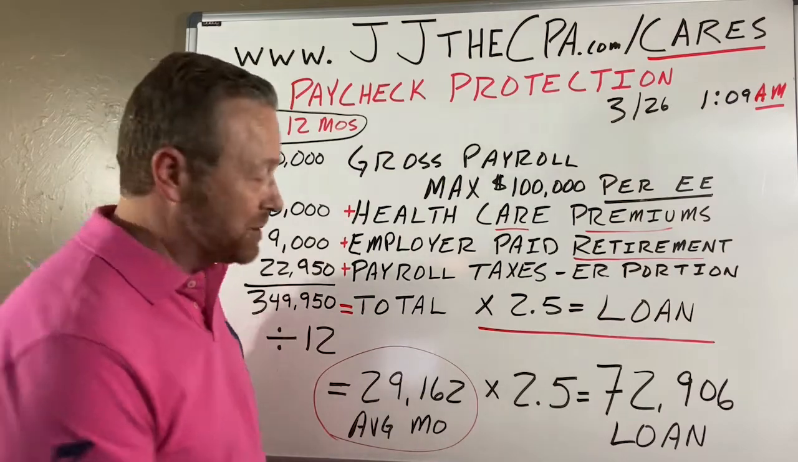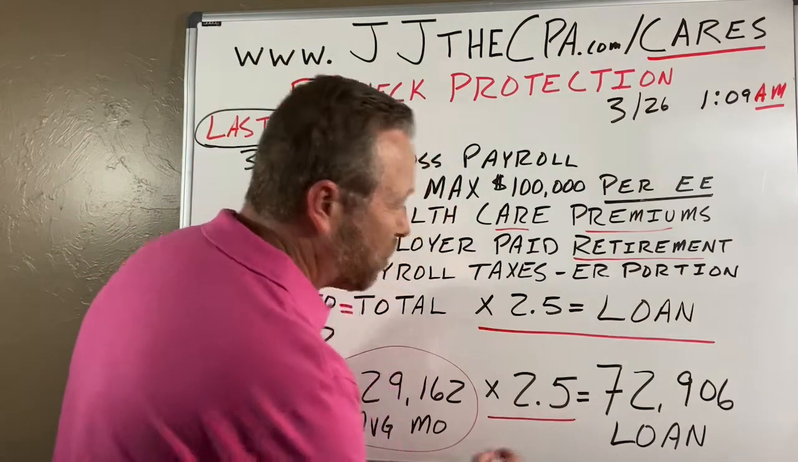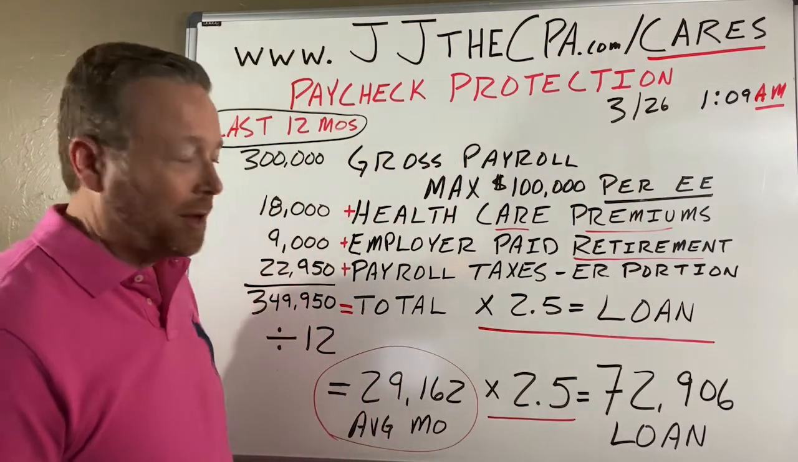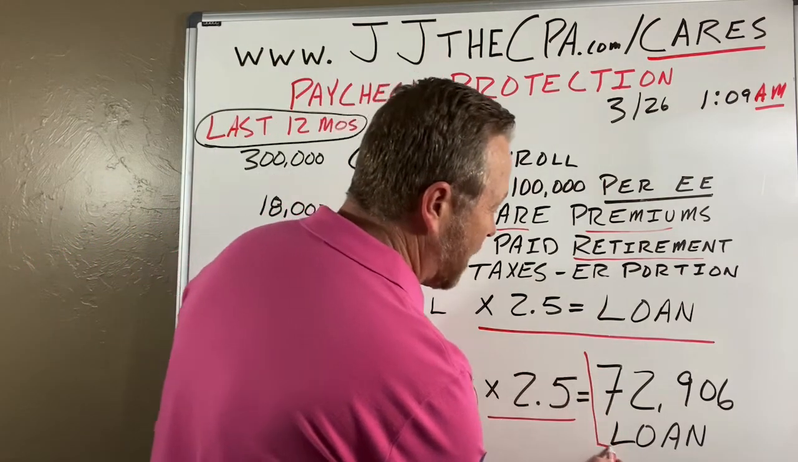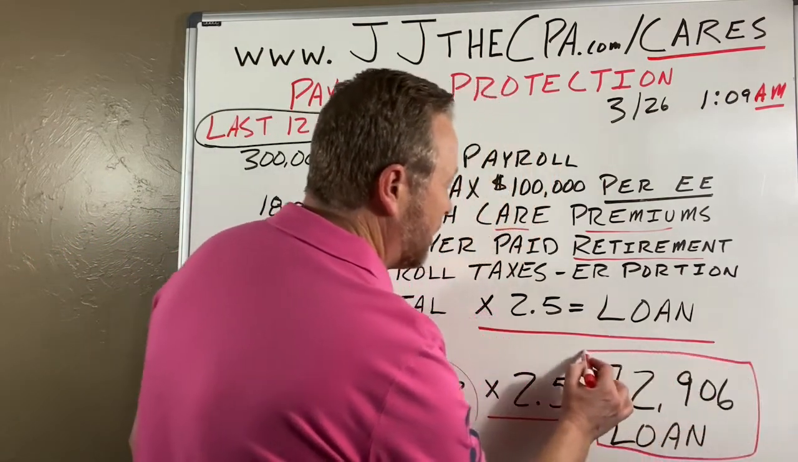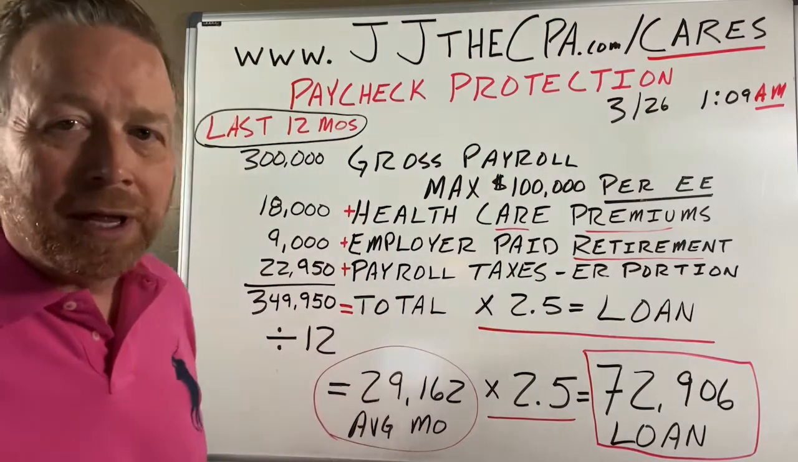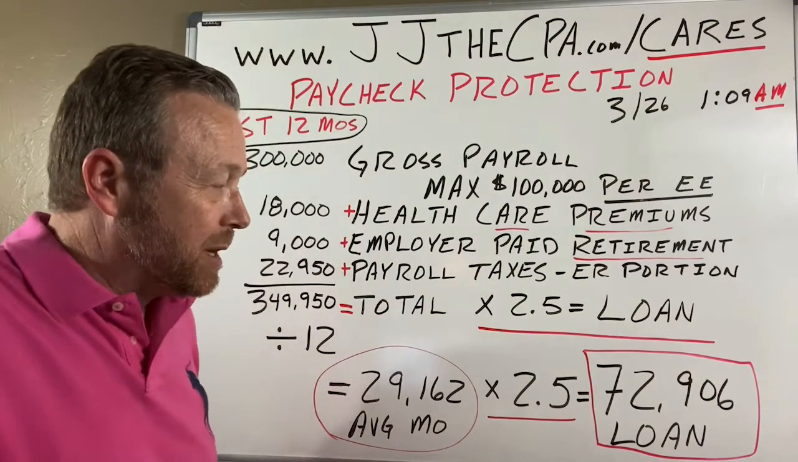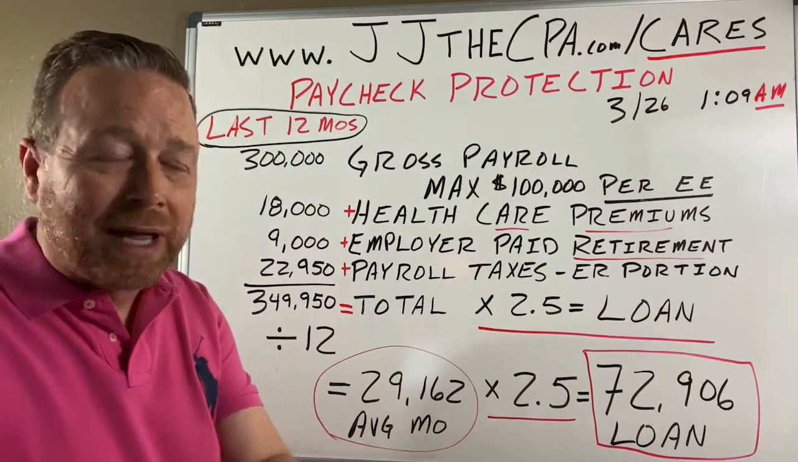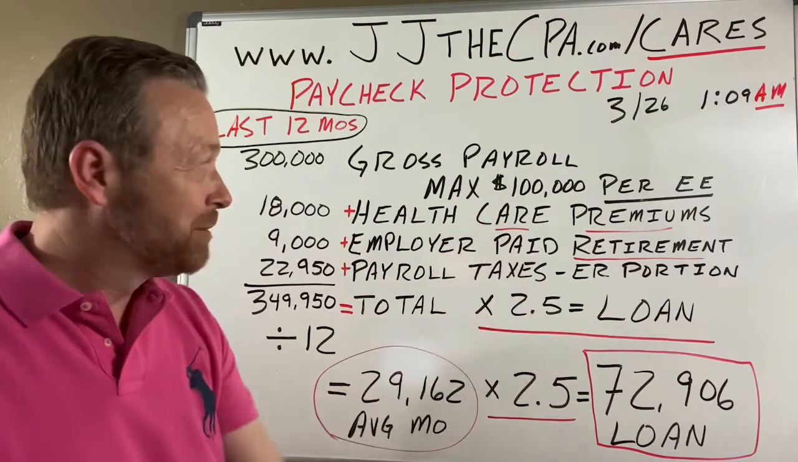And then in the CARES Act, you take that times 2.5, which would then lead to a loan of 72,906. Now, I'm gonna go through real quick how you can figure this out like that.